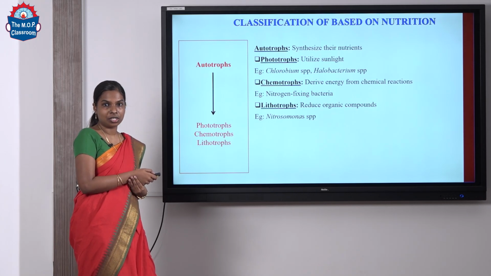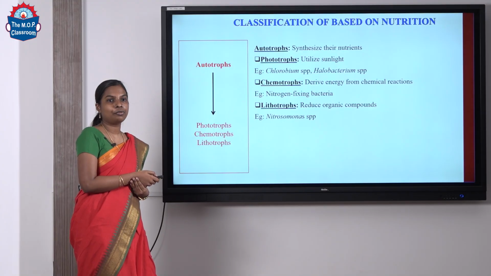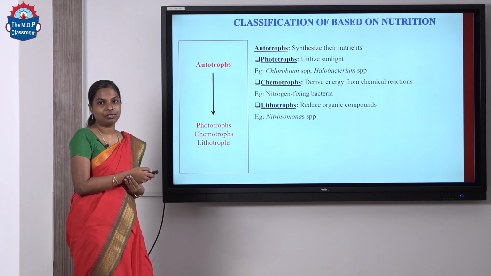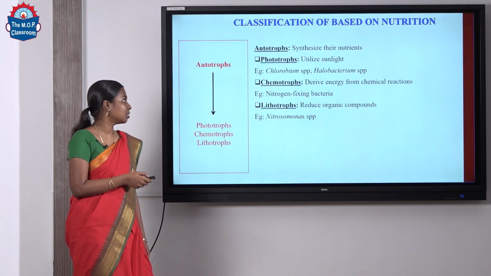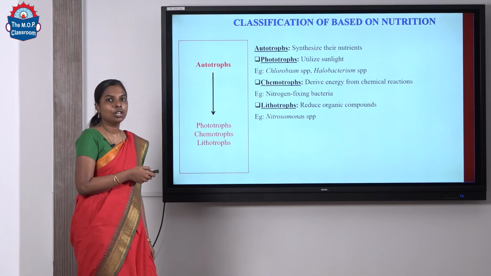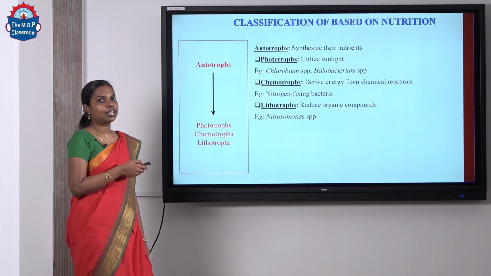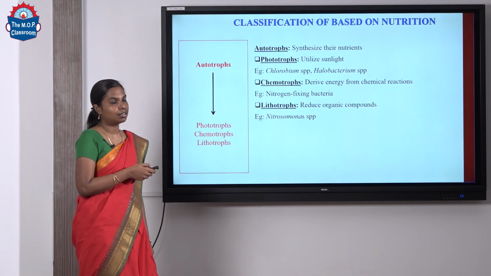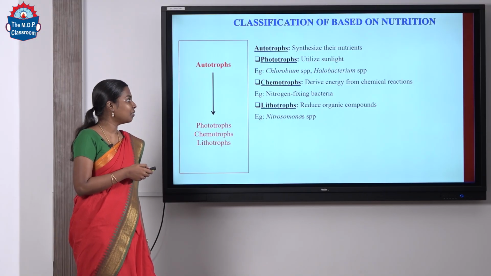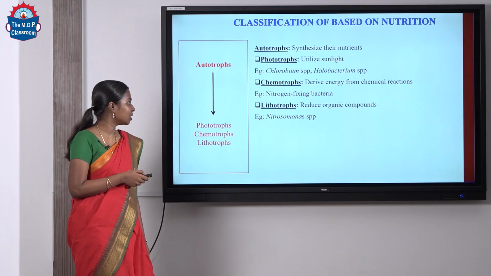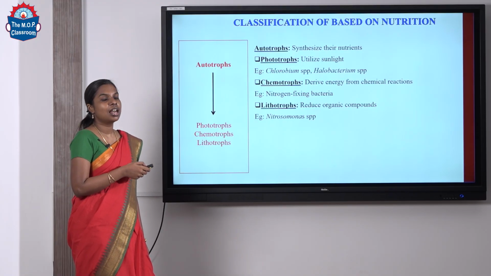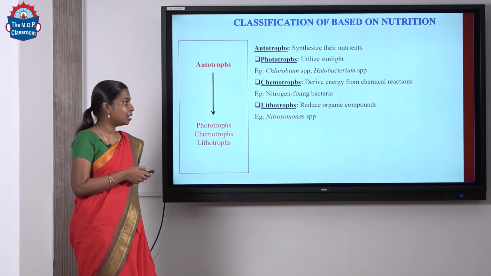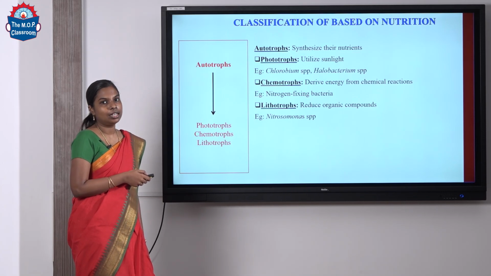Autotrophs are able to synthesize their own nutrients required for cell division, and depending upon what source they rely on to derive their nutrients, autotrophs can further be categorized into 3 different classes. The first one is called phototrophs. So, this particular group of bacteria are able to utilize sunlight and get the energy. Those that derive energy from chemical reactions are called chemotrophs, and those which have the ability to reduce organic compounds and derive nutrients required for cell multiplication are referred to as lithotrophs.